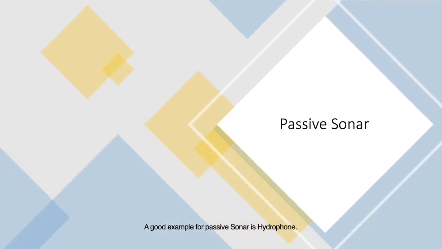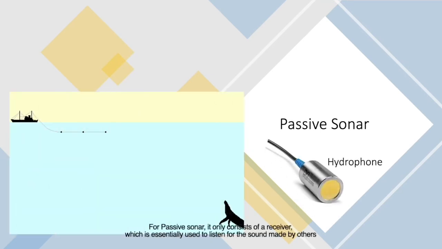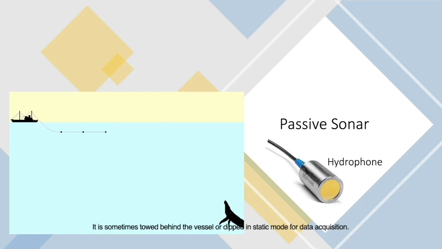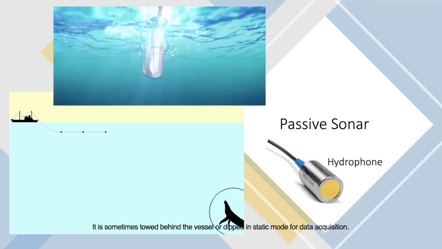Passive sonar. A good example of passive sonar is the hydrophone. Passive sonar only consists of a receiver, which is essentially used to listen for the sound made by others. It is sometimes stowed behind vessels or deployed deep in a static mode for data acquisition. This is some examples of passive sonar detection.